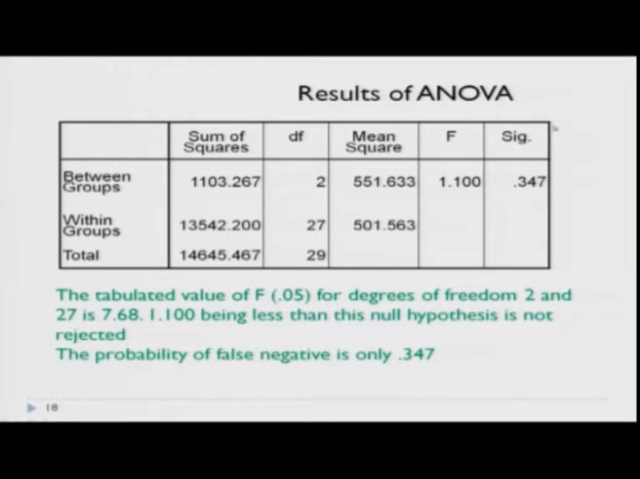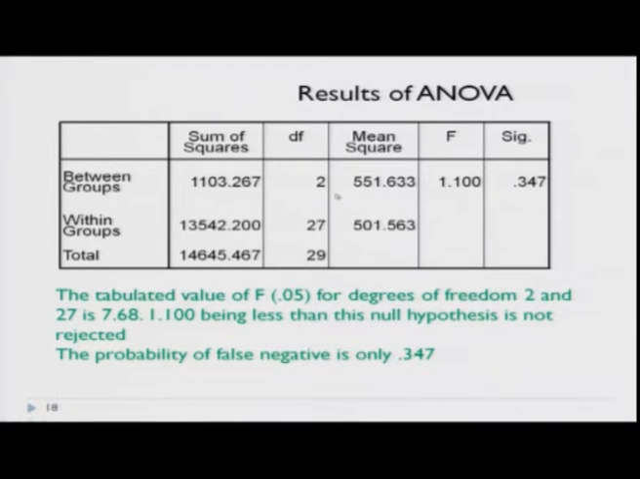In the results of ANOVA, in the first column you have between groups, within groups and total. This is total sum of square. This is sum of square between groups. This is within groups. If you add the two, 1103.267 plus 13542.200, you get 14645.467. So essentially you have broken down the total sum of square into two parts, sum of square due to between and sum of square due to within.